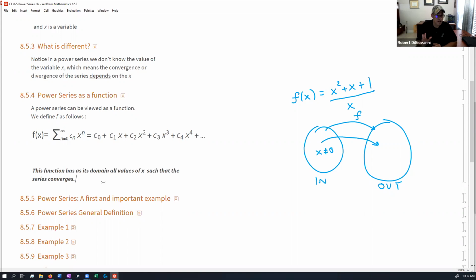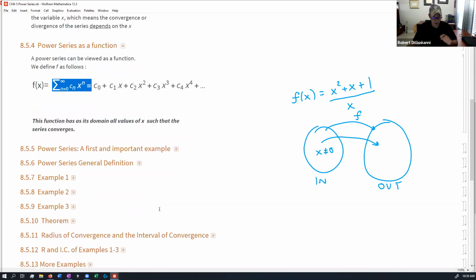This is strange. What we're looking for is, if I define a function to be a power series, your task is to tell me the domain of that function. You have to go figure out what values of x make it converge or diverge. So I'm out of time. We're going to get into the examples and actually generalize it a little more.